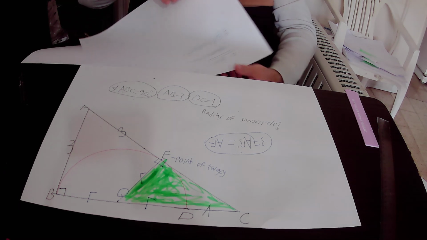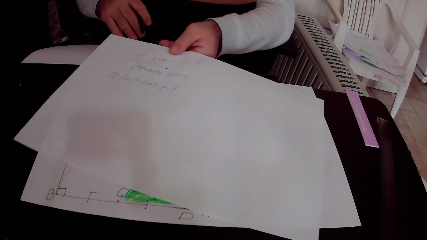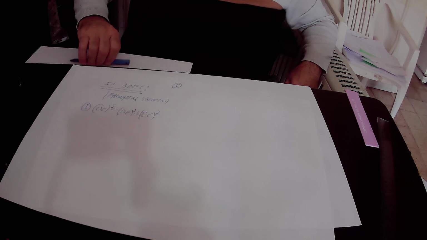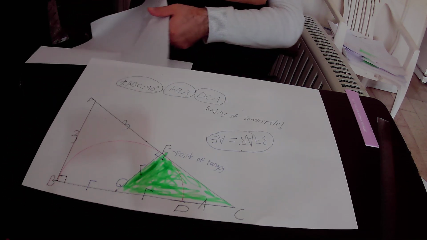I will repeat again. In the right green triangle, triangle OEC, according to the Pythagoras theorem, the square of the hypotenuse equals the sum of the squares of the perpendiculars, that is to say OC square equals OE square plus EC square. Okay, but what is the value of OC?